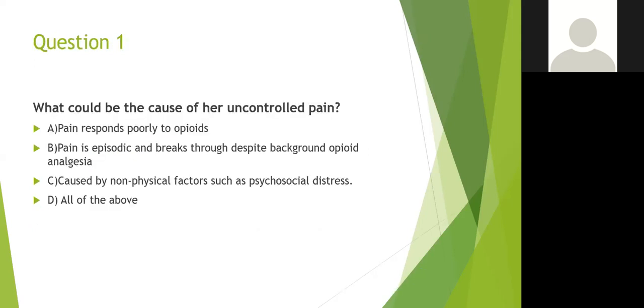First question: what do you think could be the cause of our patients' uncontrolled pain? Is it because the pain is not responding to opioid? Is it because the pain is episodic or breaks through despite adequate analgesia? Or is it caused by non-physical factors like psychosocial distress? Or is it all of the above? What do you think is the answer?